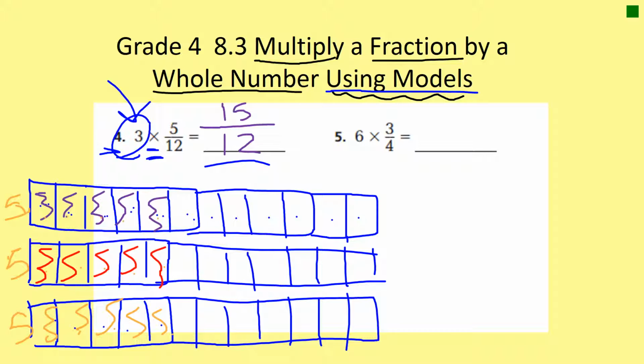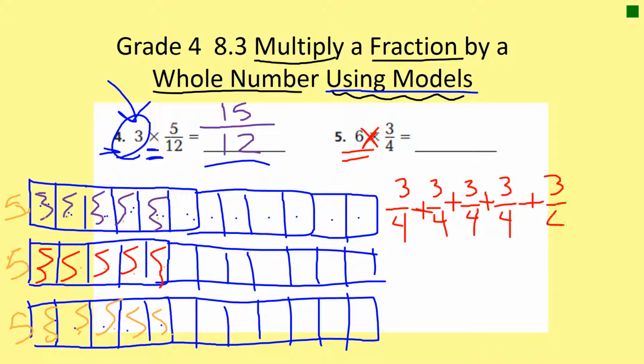All right, let's look at number 5, and instead of drawing a model, I'm going to use some repeated addition, which is another sort of model, right? So number 5 says 6 times 3/4. So we have 6 groups of 3/4. So here's 3/4 plus another 3/4 plus another 3/4 plus another 3/4 plus another 3/4, plus another 3/4.